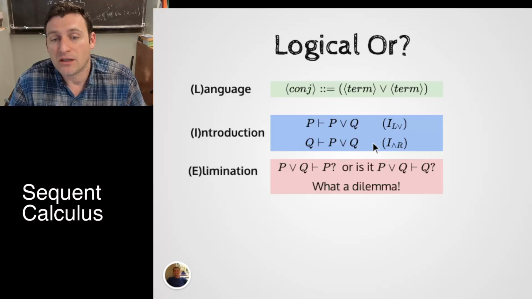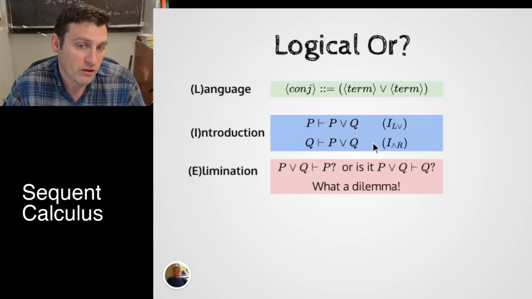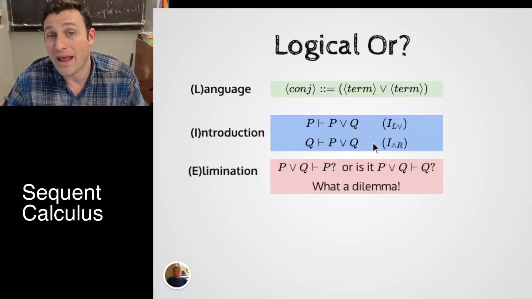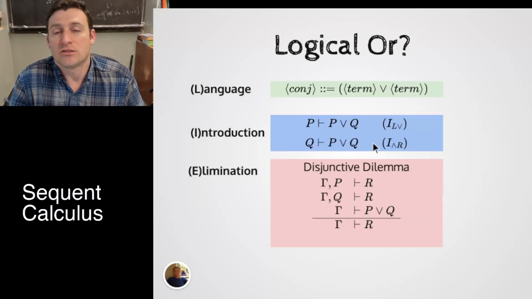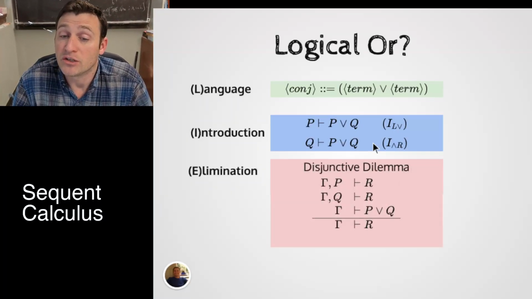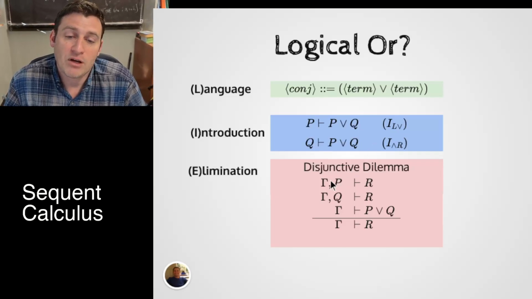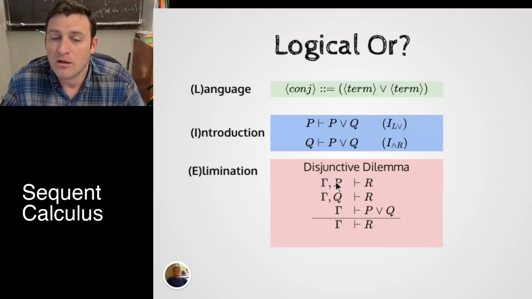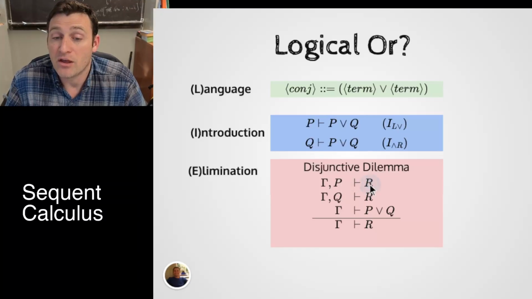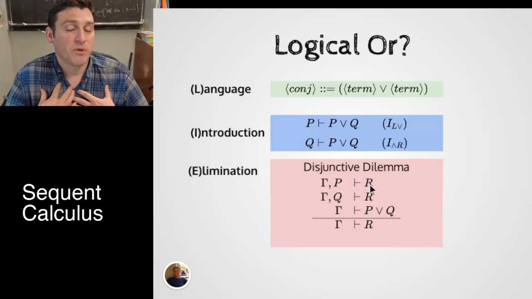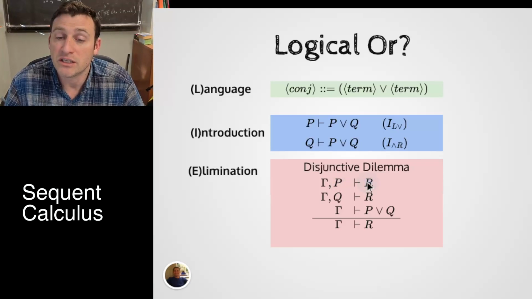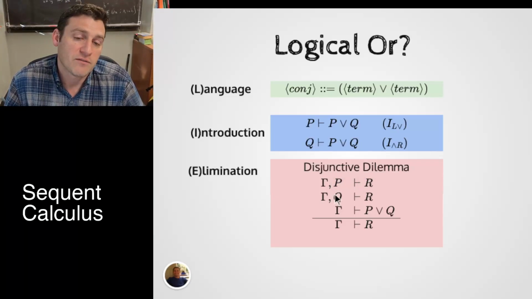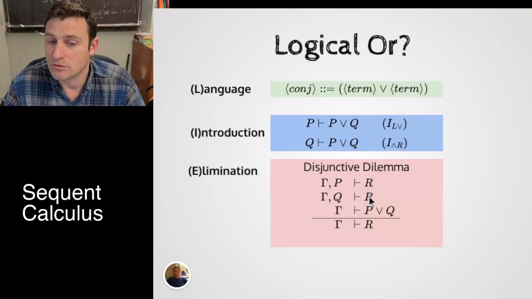To solve this dilemma, we actually need a third-party vote. We need to know what would happen if P was true and what would happen if Q was true. So this is what is known as a disjunctive dilemma. So here we'll have a context, let's again fix gamma, and we'll have a proposition P that entails another one, R. Now I don't know if P is true or false. I'm simply saying if I happen to have P, then it should lead to R. Likewise, if I happen to have Q, it should also lead to R.